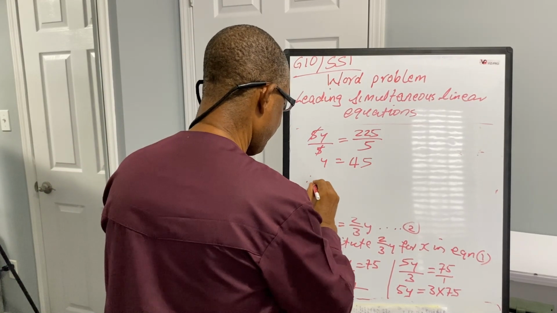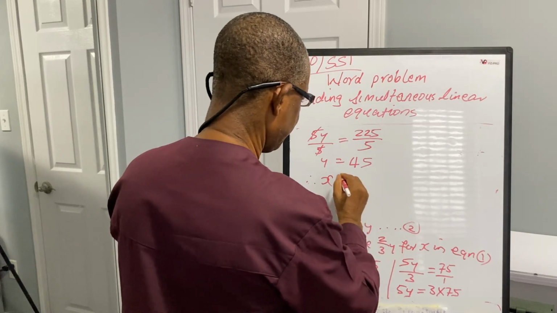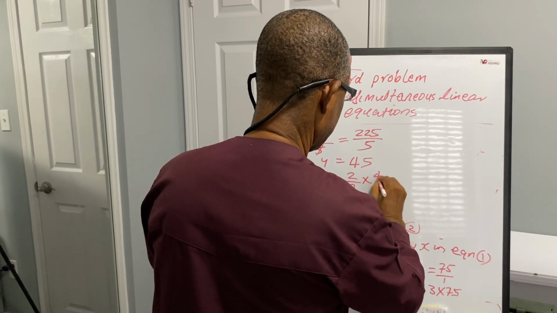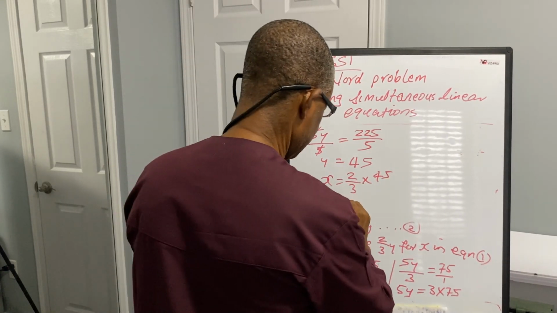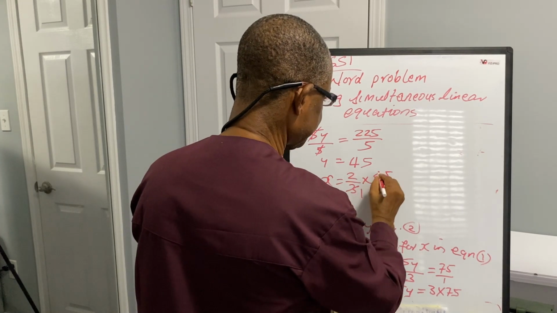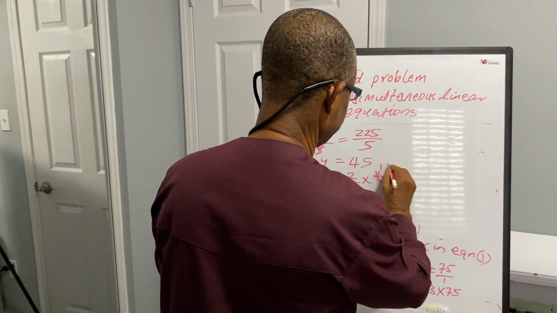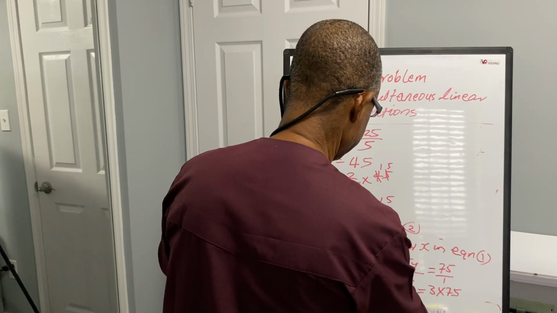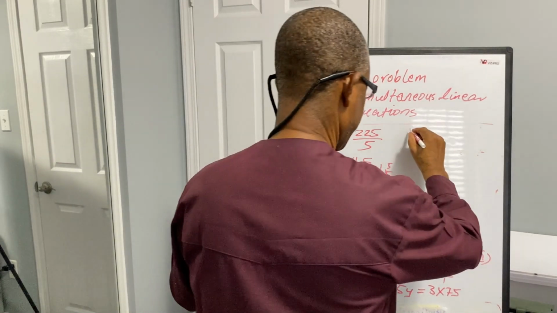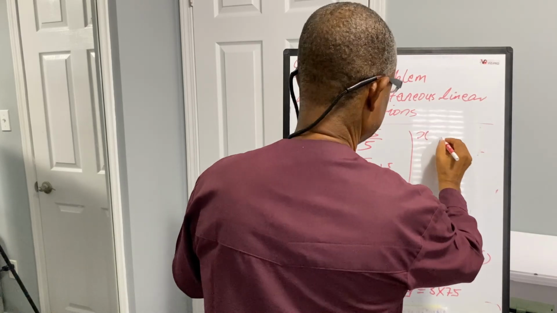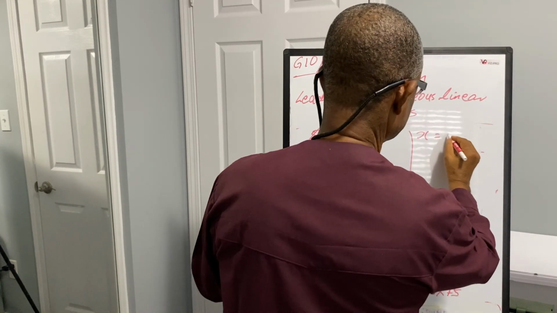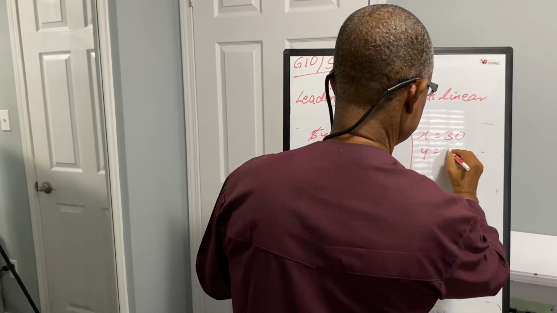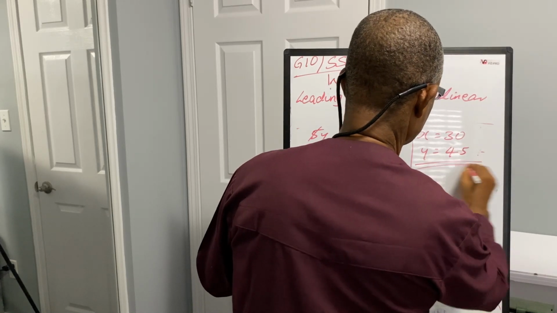Therefore, x, which is 2 over 3 times y, and y is 45. This will give us 3 here, 1, 3 here, 1, remainder 1, 3 to 15, 5. We have 2 times 15, and that will give us 30. We summarize by saying x is equal to 30 and y equals to what? That is 45. We have solved.